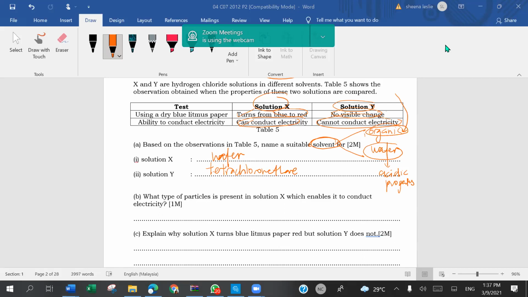Okay, now look at the next question. What is the type of particles present in solution X that makes it able to conduct electricity? Electron. Molecule. Ion. Okay, wait. I heard Caroline first. Caroline, what? Molecule. Okay, ion, Naim. Ion. I say ion. Wait, that one Naim gave first, yeah?